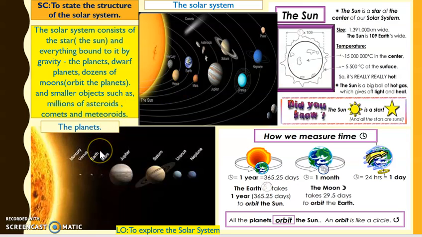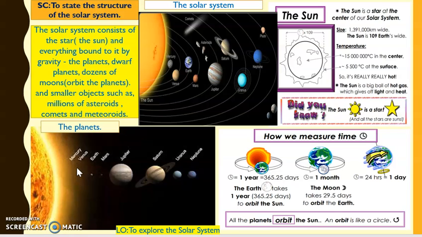The planets. We have 8 planets in our solar system. These 8 planets are Mercury, which is the closest to the Sun, Venus, Earth, Mars, Jupiter, Saturn, Uranus, and Neptune. These 8 planets can be grouped into 2 main groups, and these groups are the rocky planets and the gas planets.